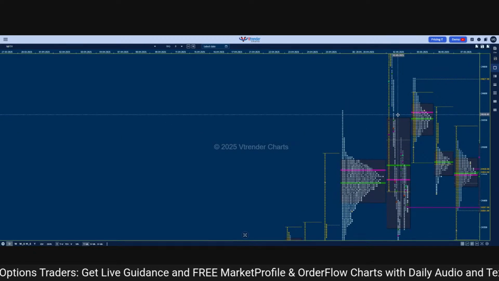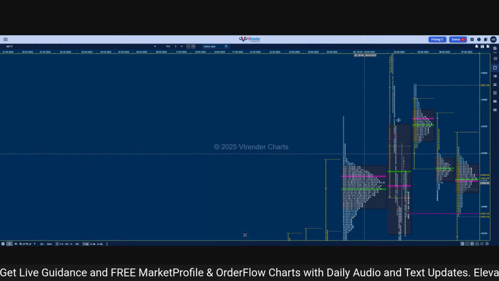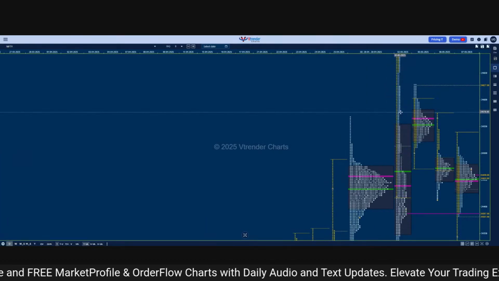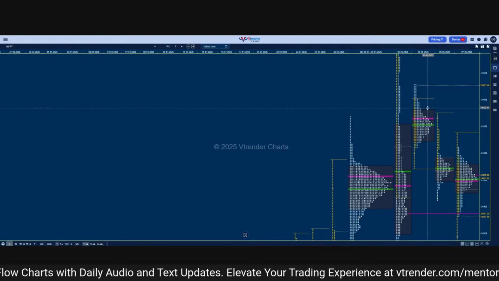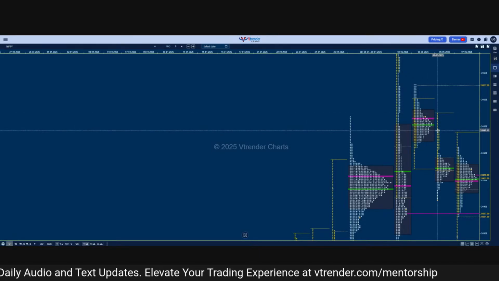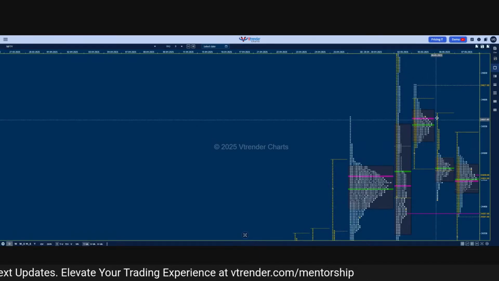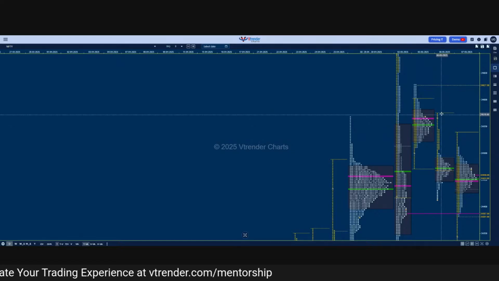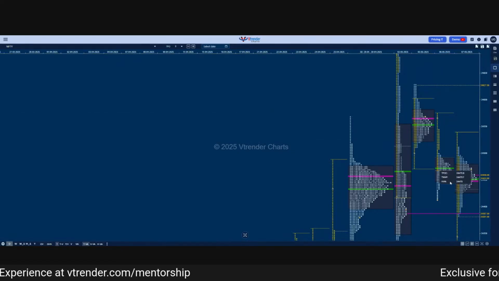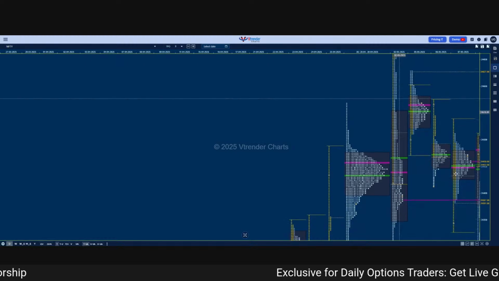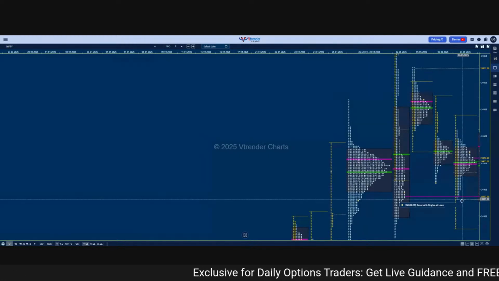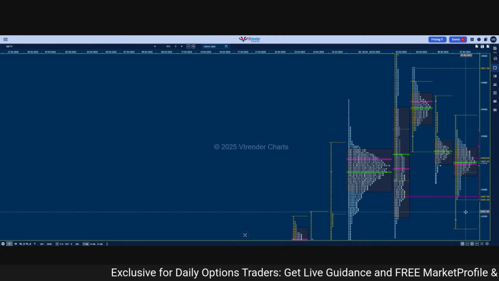So what we were doing this week is we were filling up this profile, this elongated profile from 2nd of May. We were filling it up. So what we did on Monday 5th was form a P-shape profile, and day before yesterday, we moved lower with an initiative selling tail. And yesterday also we had an initiative selling tail, but we also got a buying tail because we gapped lower. So we had A period tails at both ends.